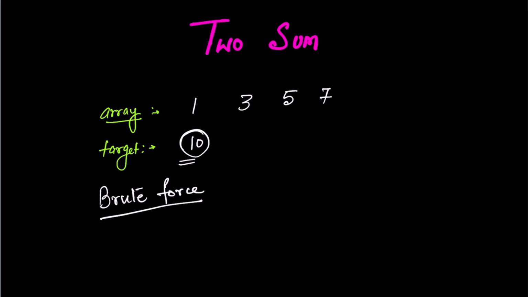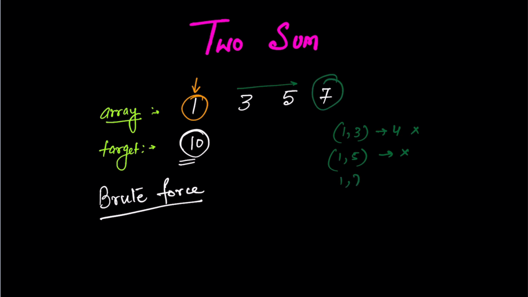How will we use it here? We can start with the first number, we can fix it and then loop through the array to see if adding this 1 to any of these numbers gives us the result 10. So we can take a pair 1, 3 which adds up to 4, which is not our solution. Then we can take 1, 5. It is also not our solution. And similarly we keep on processing till we reach the end of the array. In this case it is 1, 7, which also does not give us the solution.